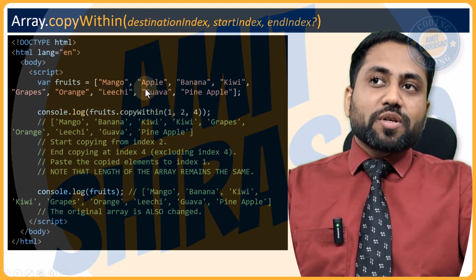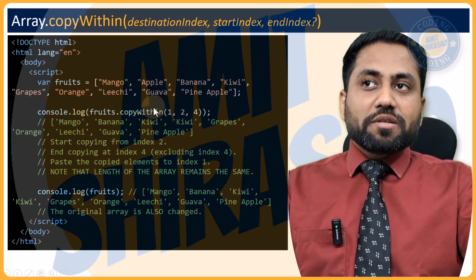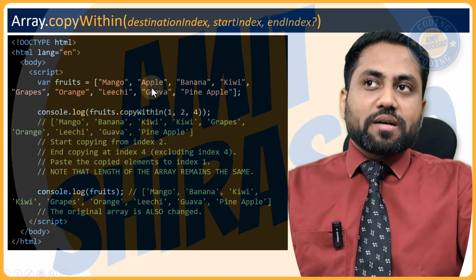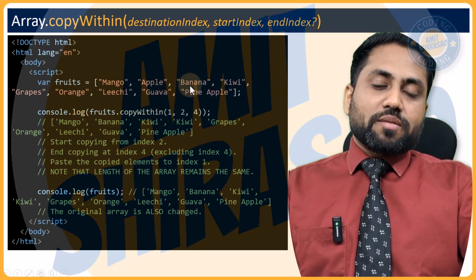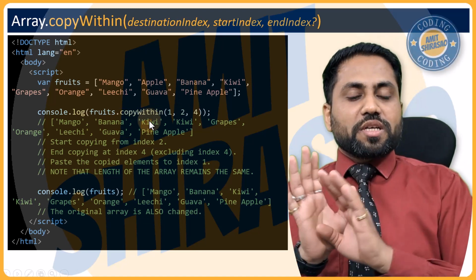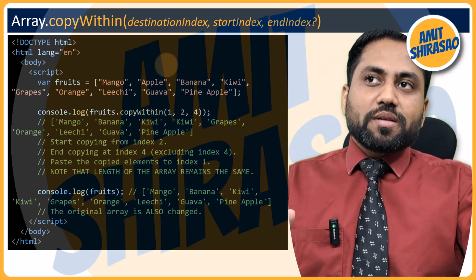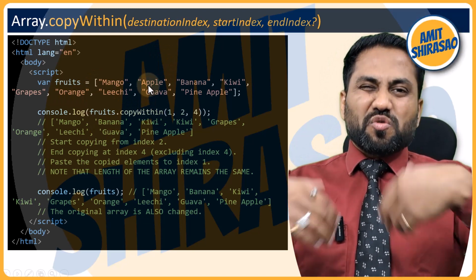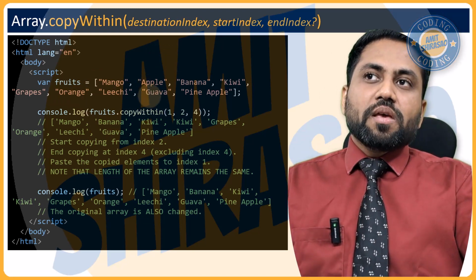So what is index number 1? It is apple. So you will replace apple by banana and again banana by kiwi. Okay, so banana and kiwi came here. That's it. That's all that you need to do. So you replace the elements by pasting them. So you override them in a way.